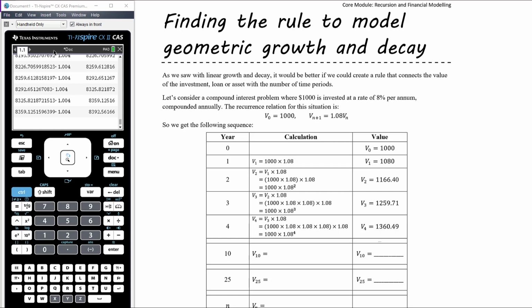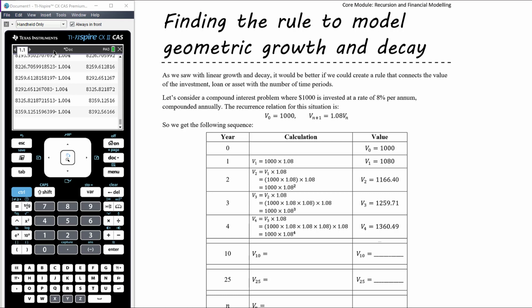So if we want to know the value of an investment after 20 years, we have to do the recurrence relation 20 times, okay? What a rule enables us to do is substitute n equals 20 into the rule and get straight to the 20th term in the sequence without needing to create the 19 terms in the sequence before that. Okay, so that's what we want to look at here.